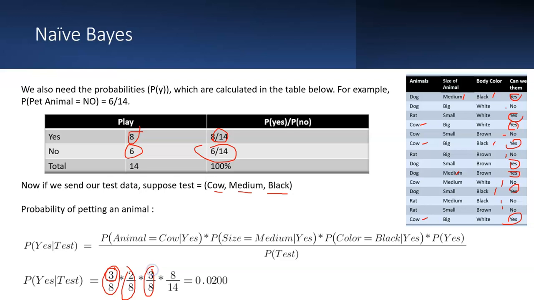And what about this one? 8 means how many? Yes. We already calculated 8 by 14, which is the total yes. And we can easily calculate this for yes. In the next one, we will calculate it for the no as well.